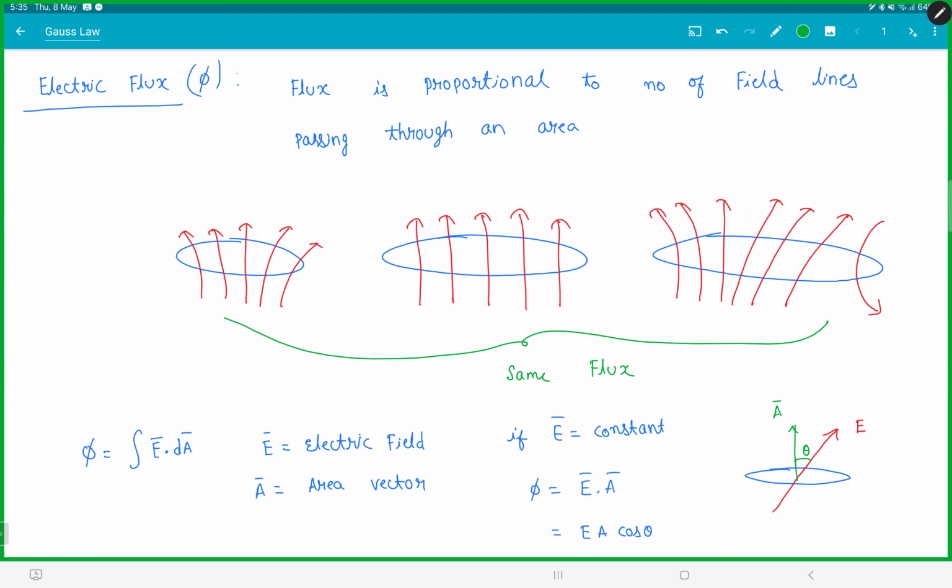Now, if you notice something here, doesn't it look like I'm contradicting myself? Just now I said flux does not depend on angle or area, and suddenly I'm saying flux depends on area and angle. What is the catch? All have the same flux.